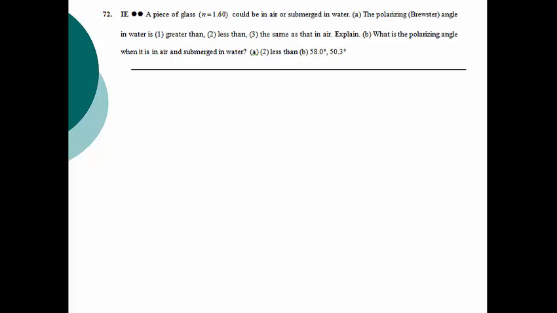We have light that's incident on a piece of glass, n is equal to 1.60. In the first one, we have it in air, so n1 is air. In part B, for some unknown reason, we have it in water, where the index of refraction is 1.33. And we want to know what is the polarization angle, or the Brewster angle, in each case. Our equation is the tangent of theta is equal to n2 over n1.